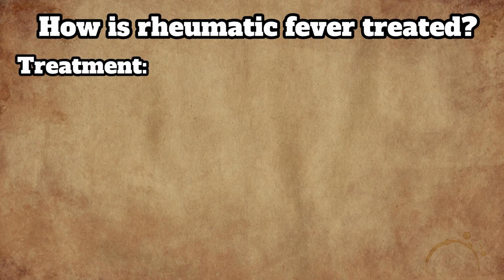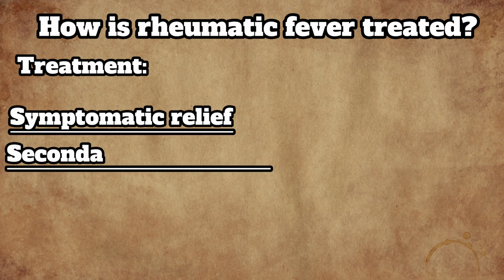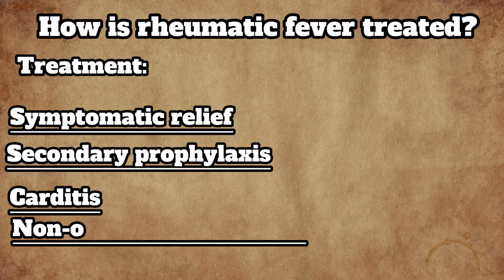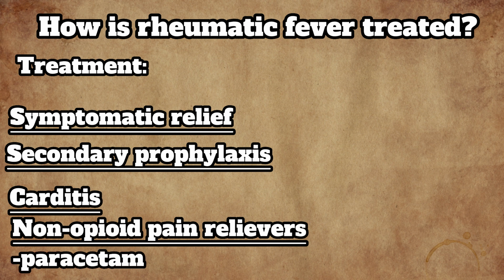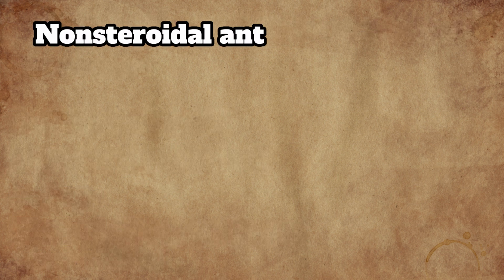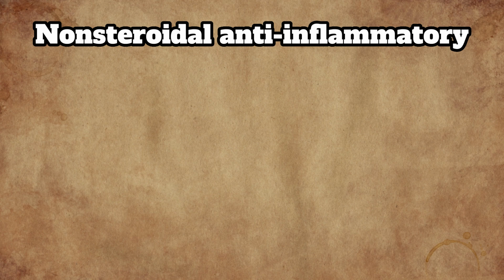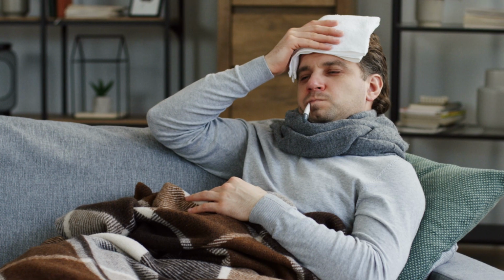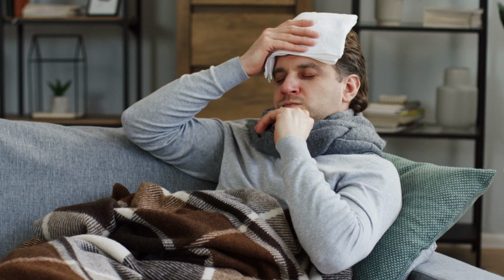As most manifestations resolve spontaneously, the overall goal of treatment is to provide symptomatic relief and to initiate appropriate secondary prophylaxis. Carditis is the most notable outlier. Opioids are generally preferred over non-opioid pain relievers such as paracetamol. However, non-steroidal anti-inflammatory drugs are very effective for joint pain in rheumatic fever. As a result, if rheumatic fever is suspected, NSAIDs should be avoided because they may mask the migration of pain, which would then be a major criterion.